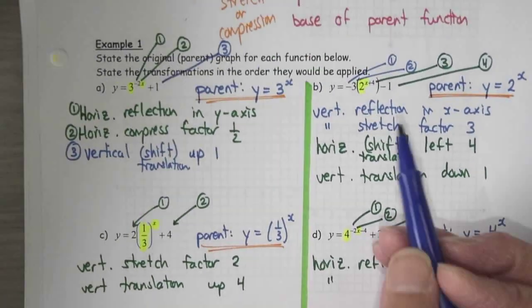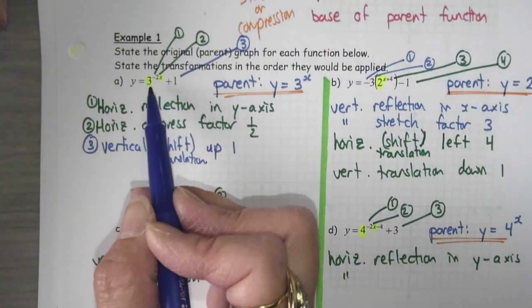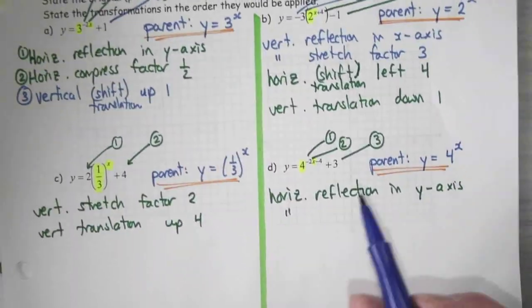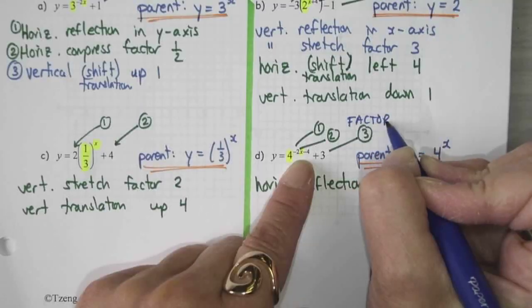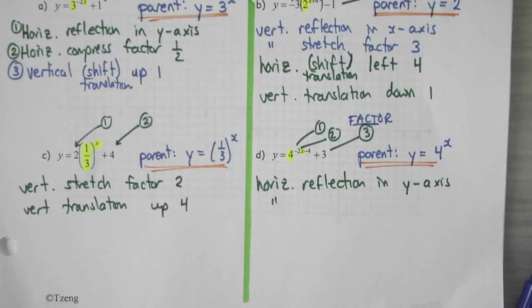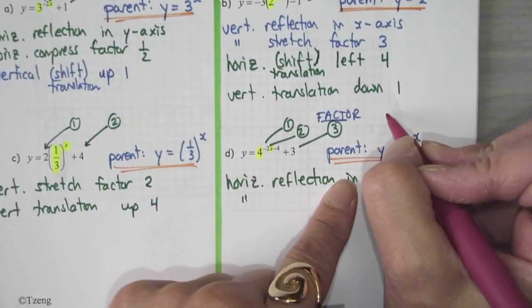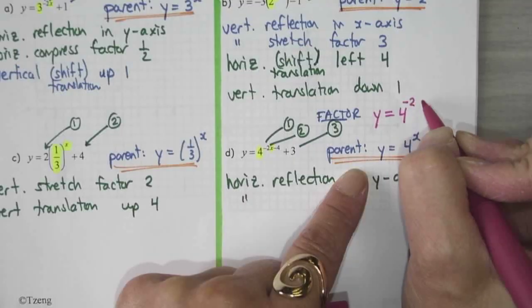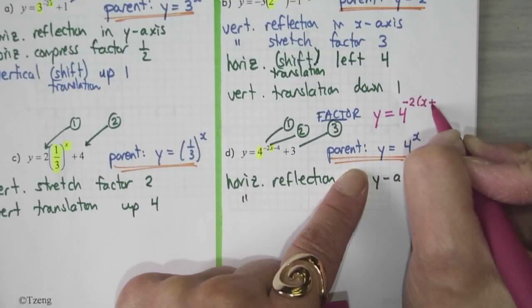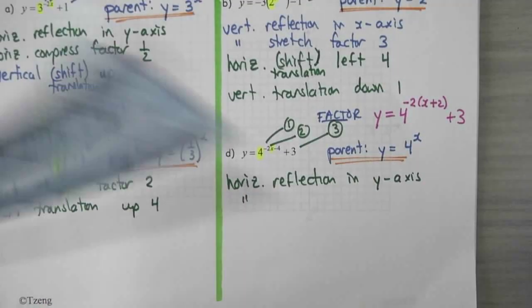How come I didn't need to do it from here? Because there's nothing attached to the x. Here there was a negative 2, but no number after. So this one I need to factor. Okay, so I'm going to factor this one, and this is going to be y equals 4, negative 2, x plus 2 plus 3. I'm just going to separate this. It's getting busy.